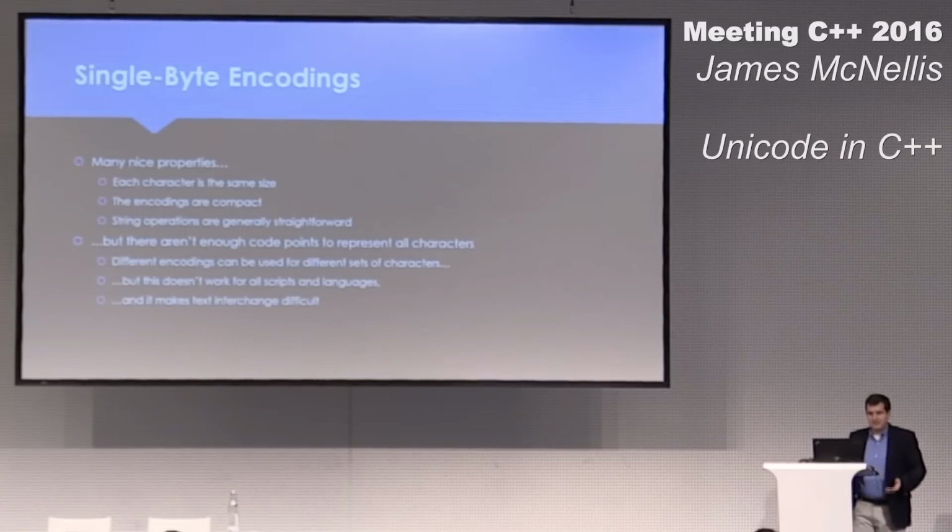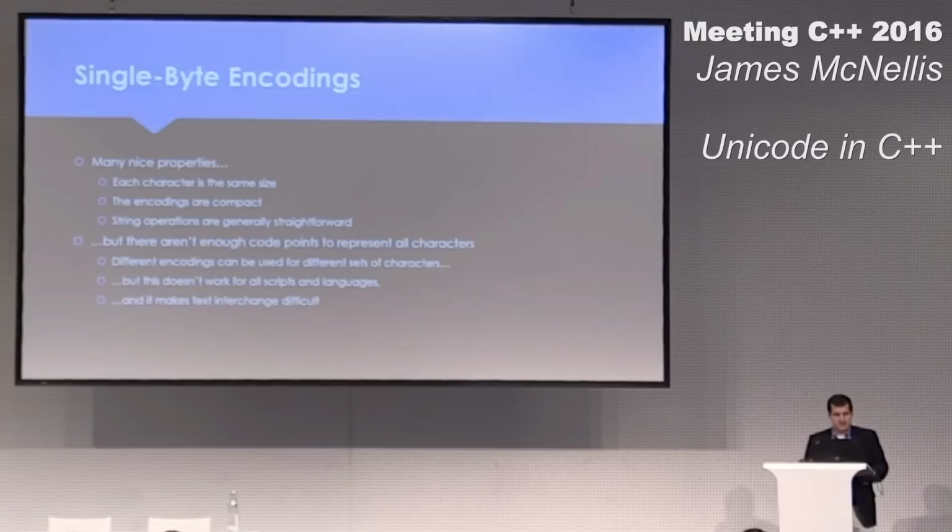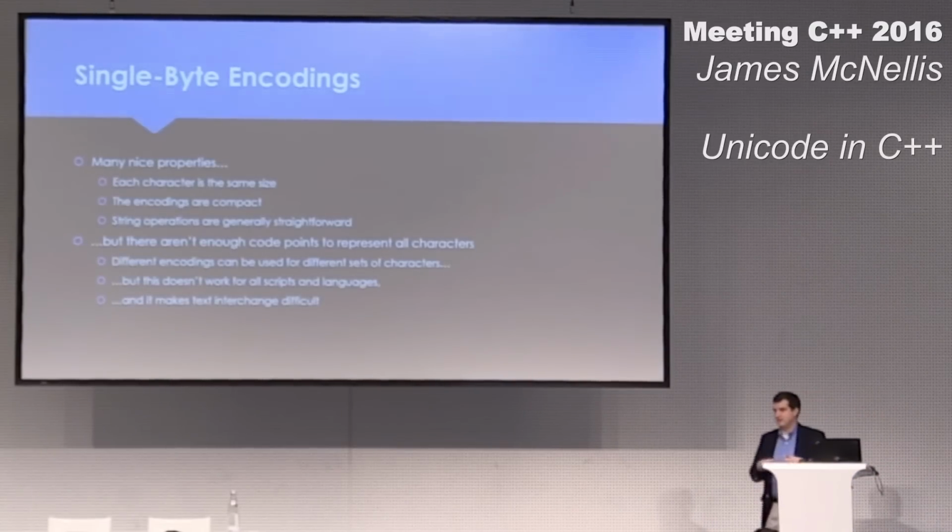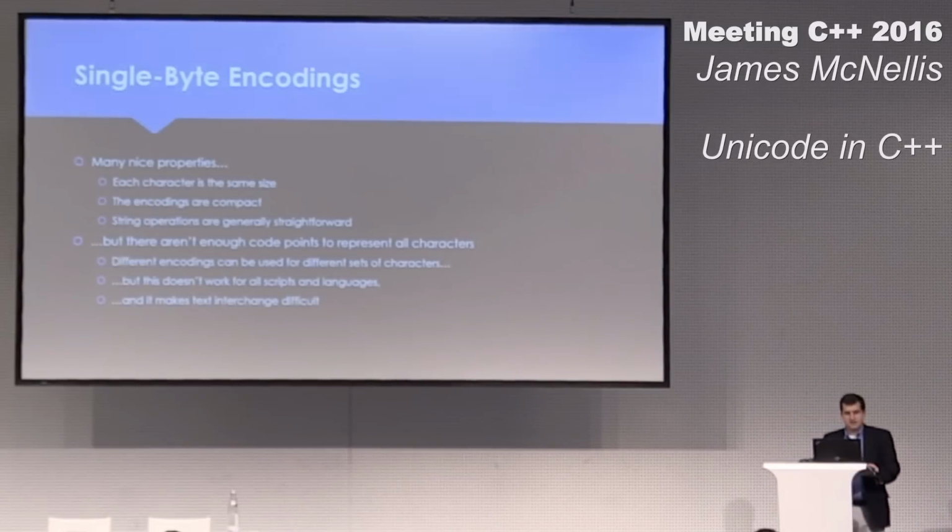So these single byte encodings have many nice properties. Every character is the same size. Each character requires a single byte to represent. It's compact, so we're not wasting a lot of bits. Even if we're just writing English text and we don't need the extra characters, we're at least using 7 of the 8 bits in each byte, and so that's still pretty compact. String operations are generally straightforward, right? We can iterate over each element in the string, and each element is going to be a single character.